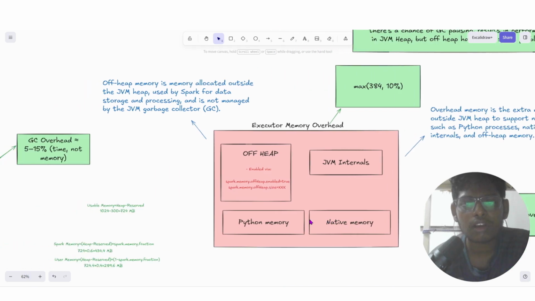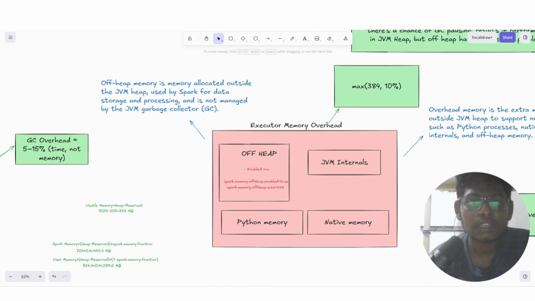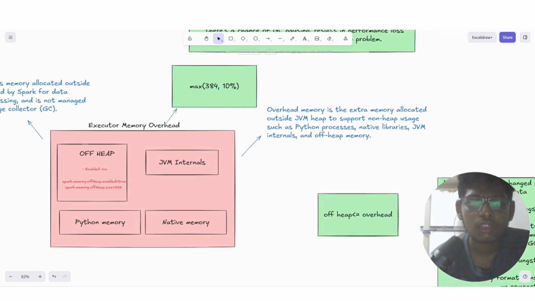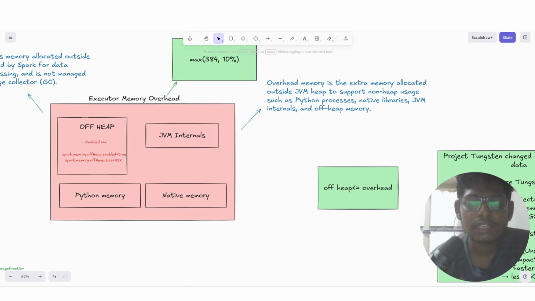What is meant by off-heap memory? Off-heap memory is memory located outside the JVM heap. It's also used by Spark for data processing and storage, but it's not managed by the JVM's garbage collector because it mainly stores data in binary format. So you don't need a garbage collector. Off-heap should be less than or equal to the overhead memory space.